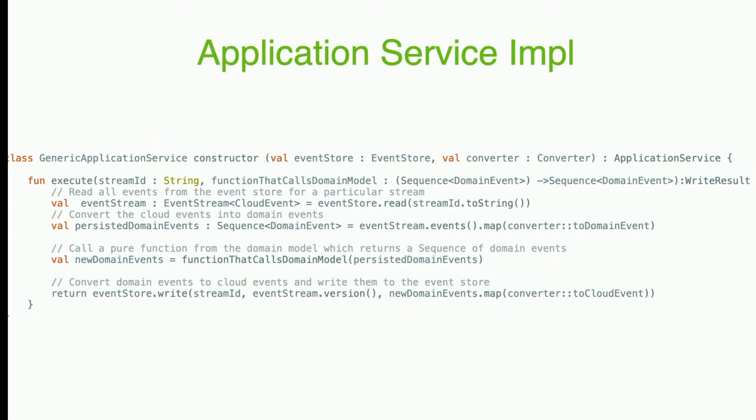Essentially, you just read from the event store. You transform your stuff from CloudEvents into domain events. You pass that to the higher order function that you passed in, and then you save it back using the version that you get from the event stream. This is really important, otherwise you can run into trouble. So it's actually very easy.